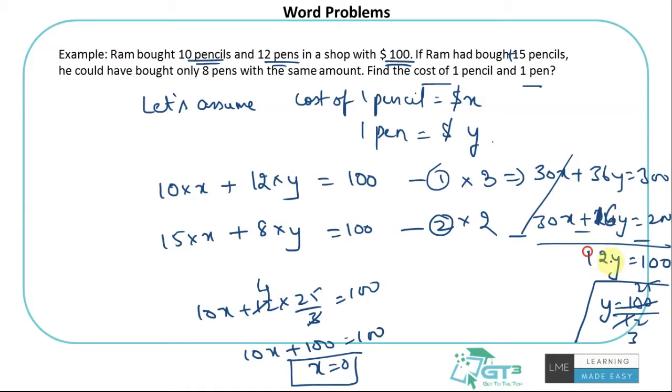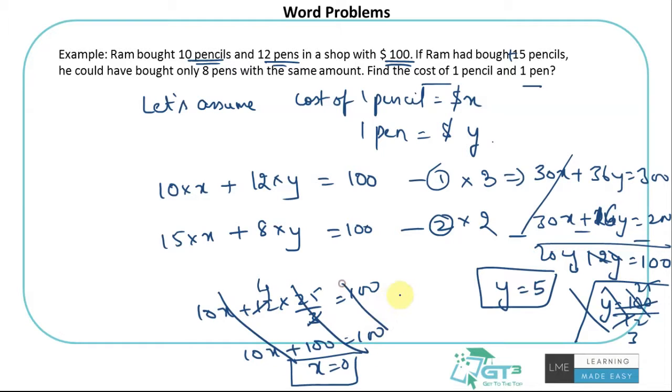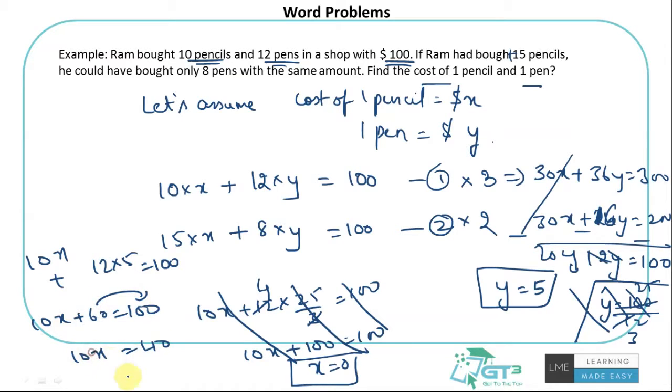So 36 minus 16 is 20y equals 100, so y is 100 by 20, which is 5. So 10x plus 12 times y, which is 12 times 5, equals 100. So 10x plus 60 equals 100. So 60 goes to this side, that will be 40. So 10x is 40, x is 4. So the cost of one pencil is $4 and the cost of one pen is $5.